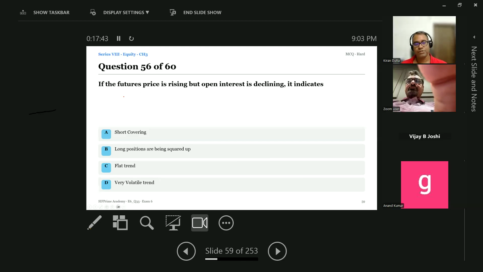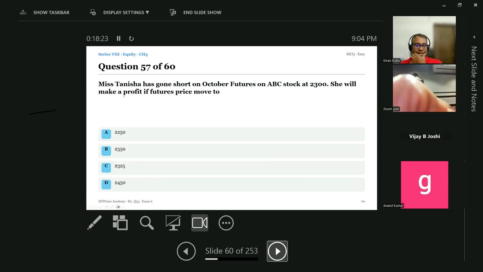Next. Futures price is rising, but open interest is declining. It indicates... Don't worry, I don't think we have covered this topic, but you can attempt it if you are a trader. That's good. Actually, it is called short covering. I will cover this topic. It should come in the strategies part. Futures price is rising, but the open interest is declining. It actually indicates short covering, by the way. Okay.